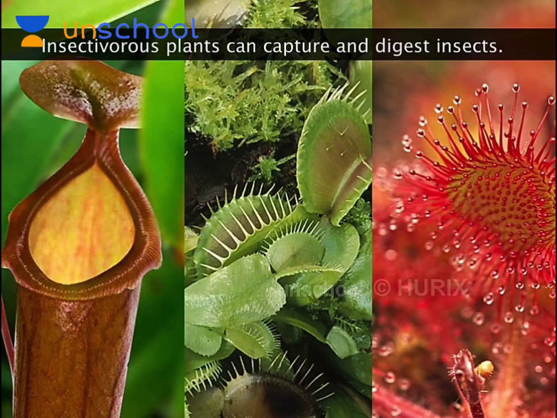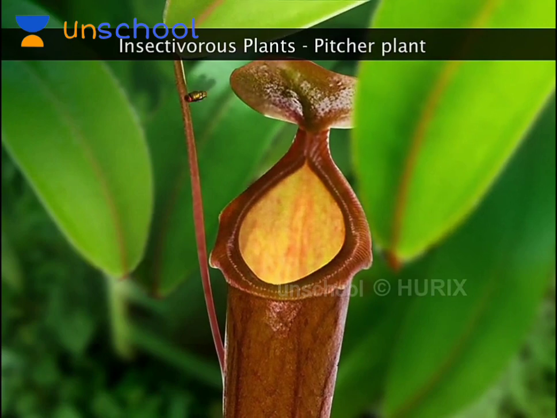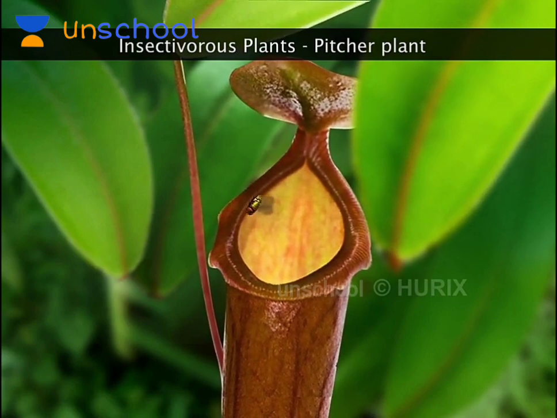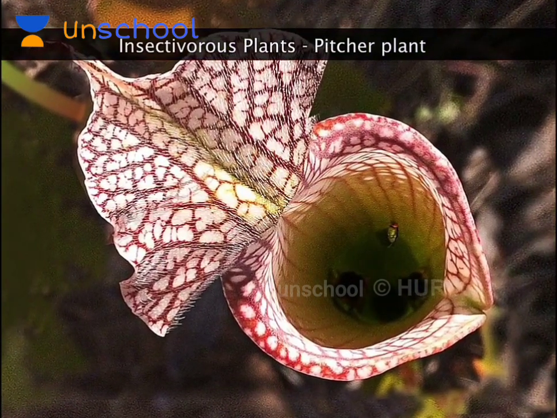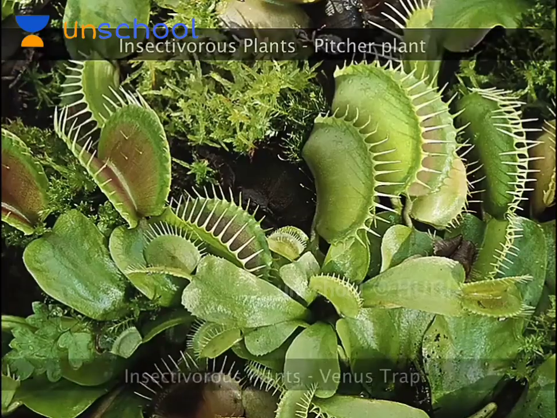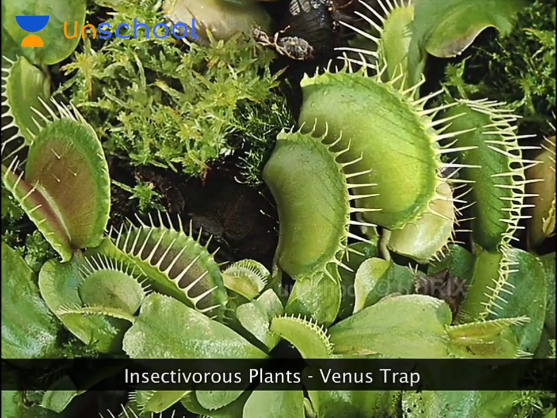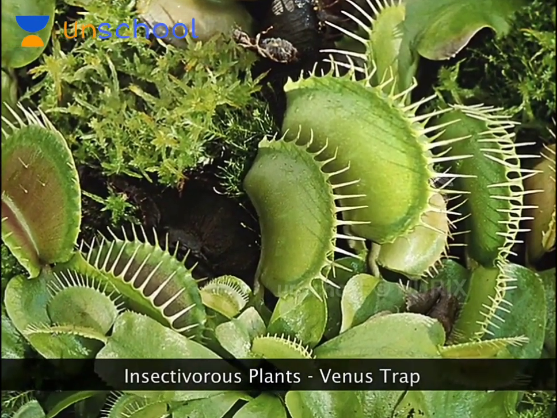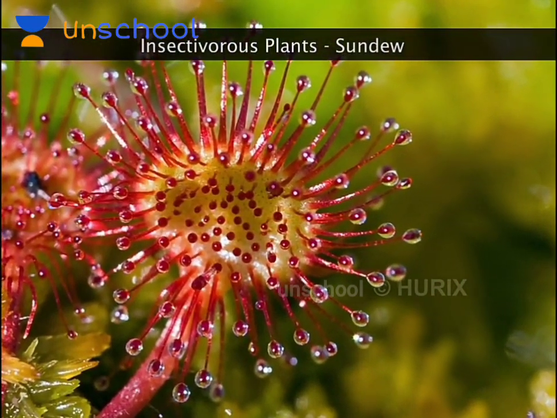Insectivorous plants can capture and digest insects. Pitcher plant, Venus flytrap, and sundew are some examples of insectivorous plants.